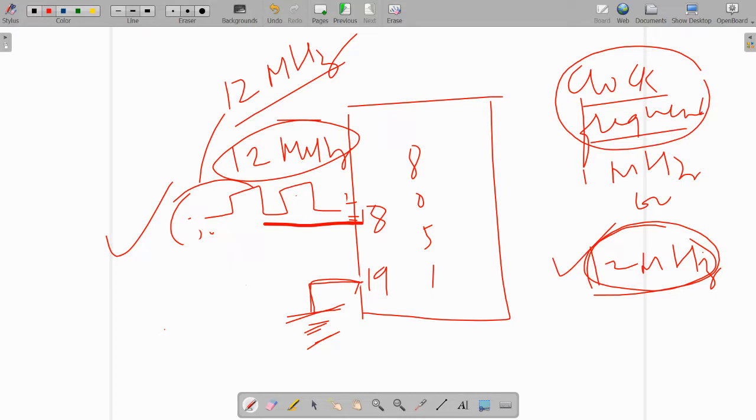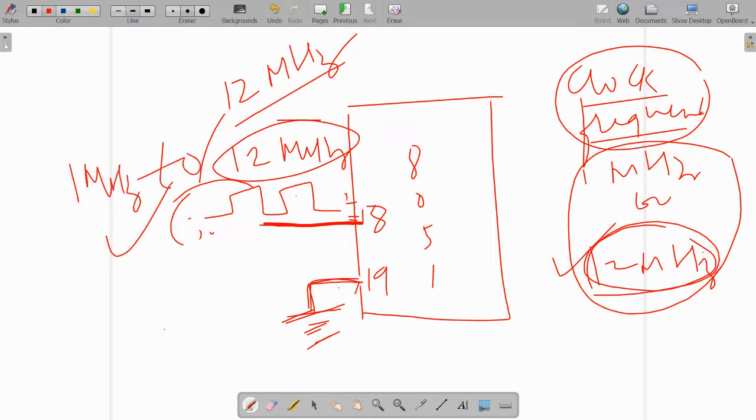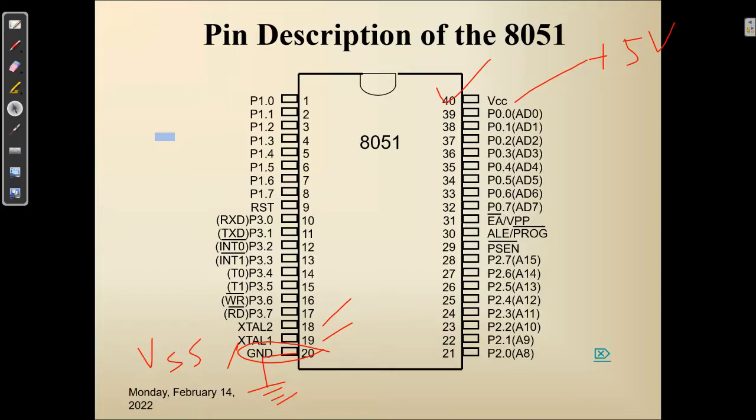In other cases, if I have to give the range from 1 megahertz to 12 megahertz, the same thing will be applied. Give the external clock pulse to pin number 18, and pin number 19 will be grounded. So 1 megahertz to 12 megahertz clock frequency will be given at pin number 18. I hope you have understood pin number 18 and 19.